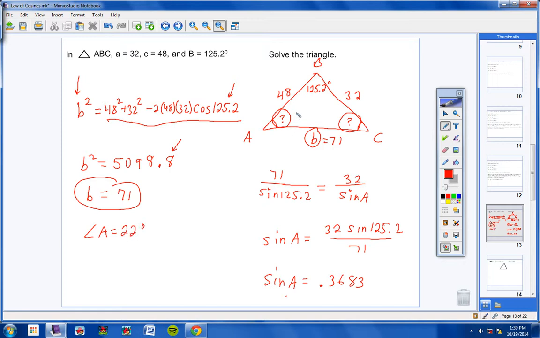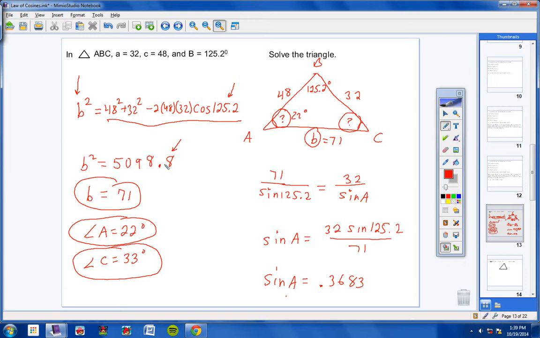22 degrees. And now very quickly we can find angle C by adding these two angles together and subtracting from 180. And if we do that correctly, we will get 32.8 degrees. I'm going to go ahead and just put 33 degrees, which is close enough, okay? So there we go. Pretty simple, okay, guys?